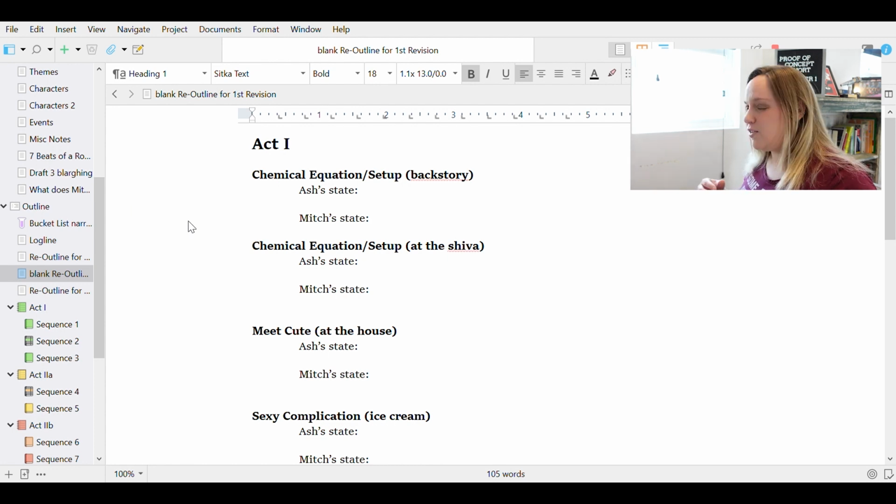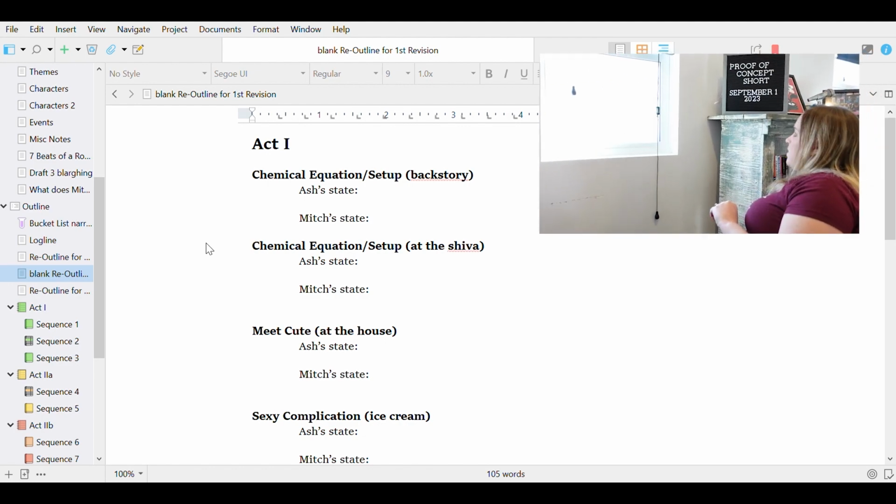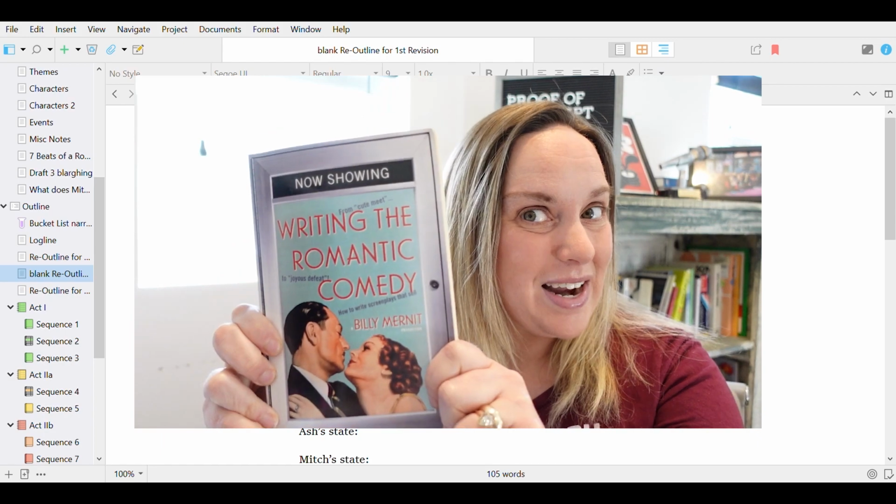And it's actually really helpful in that it's something that I used to create some structure for re-outlining this time for the third revision. And I'll show you this whole thing in a second, but let's just stick here because I want to show you a few things that have changed between first revision and now. And before I dive into it, you can see there's these beat names: chemical equation, meet cute, sexy complication. These are beat names of beats from the romantic comedy taken from, get this, Billy Mernit's Writing the Romantic Comedy.